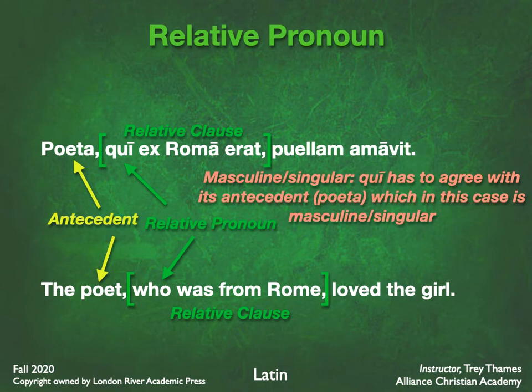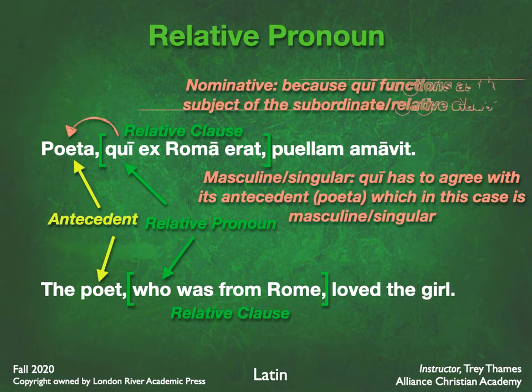Now, the case, however, is going to be determined by the function of qui in the relative clause. It's functioning as the subject of the linking verb erat. That is the verb here. This is the subject. So because it's the subject of this linking verb, it has to be nominative. Now, incidentally, poeta is also nominative, but that's not the reason why this is nominative. The word qui is nominative because it is the subject of this linking verb.